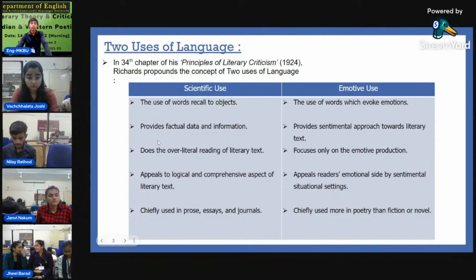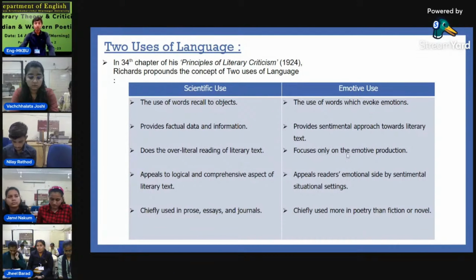Now here in scientific use, what happens is an over-literal reading of literary text. Sometimes it becomes over-literal, applying logic more than necessary. And in emotive use, it focuses on the emotive production. Here you will analyze any literary text based on your logic, how far it reaches this parameter of an ideal novel or poem or whatever. But here you will see how it succeeds in producing emotion in the reader or listeners.